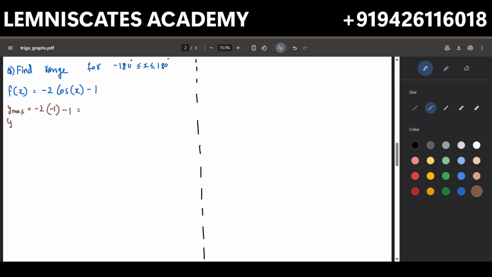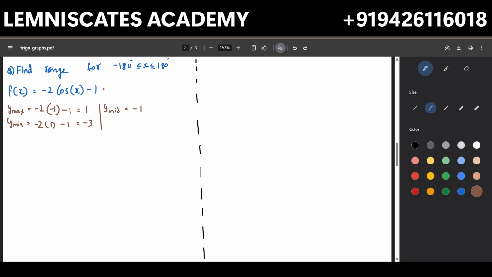For y minimum value, what are you going to do? Y minimum will be -2 into 1, minus 1. So this is your 2 - 1, which is 1. This is your -2 - 1, which is your -3. So what is your middle value? Your middle value will be when cos x is 0. That is the middle value. So -1, right? Or you can do -3 plus 1, that is -2, by 2. That is -1.